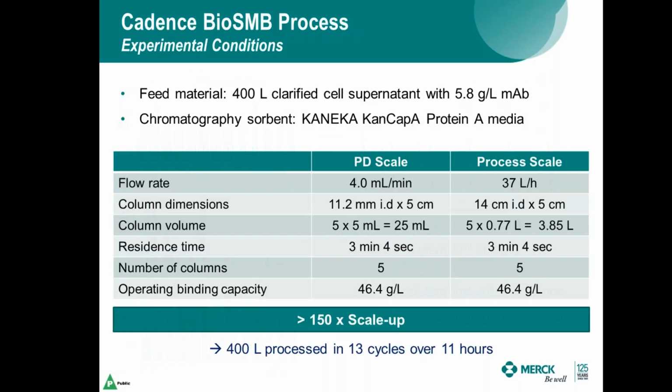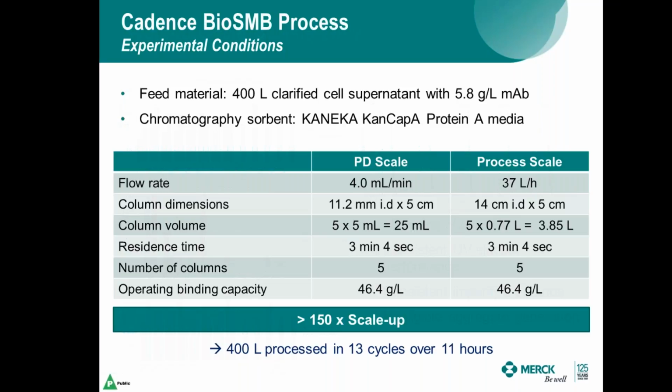And this is just basically a comparison between the two scales of operation that we ran our experiments. So at the PD scale, we operated at 4 mL per minute, whereas at the process scale, 37 liters per hour. We moved from 5 by 5 mL columns at the PD scale to 5 by 770 milliliter columns for a total of 3.9 liters of Protein A resin.